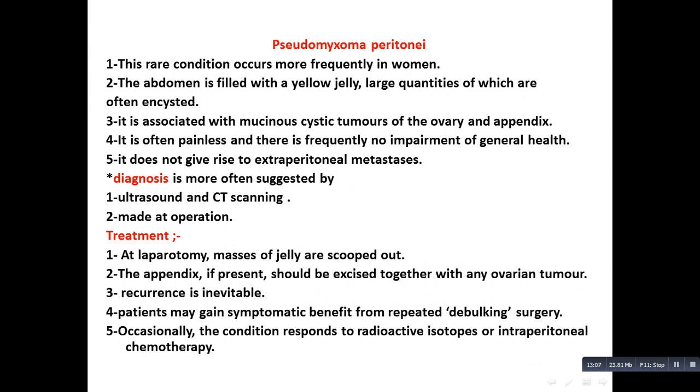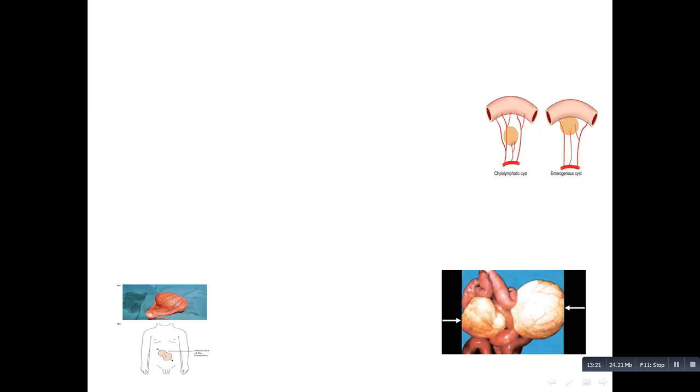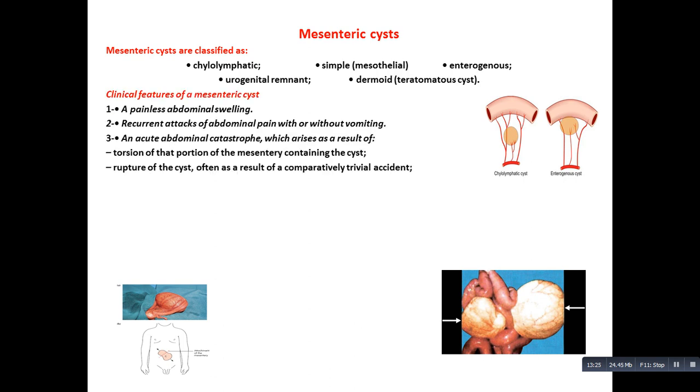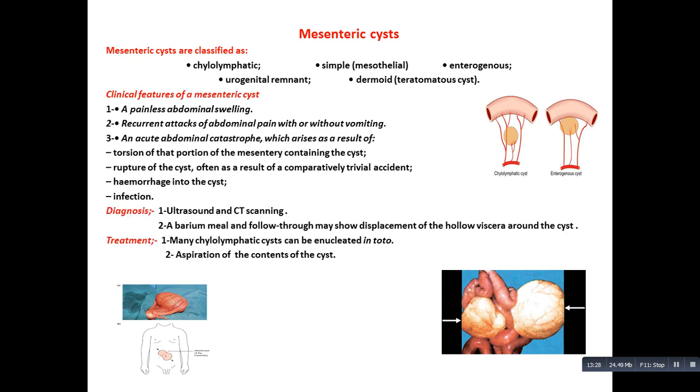Mesenteric cysts are classified as either chylolymphatic, simple mesothelial, enterogenous, or dermoid or urogenital remnant. Features of mesenteric cyst: either painless abdominal swelling, recurrent attacks of abdominal pain with or without vomiting, or an acute abdominal catastrophe as a result of torsion, rupture of the cyst, hemorrhage in the cyst, or infection of the cyst.